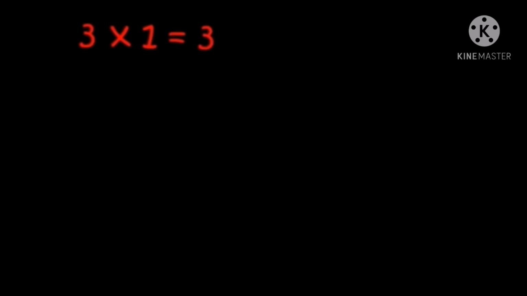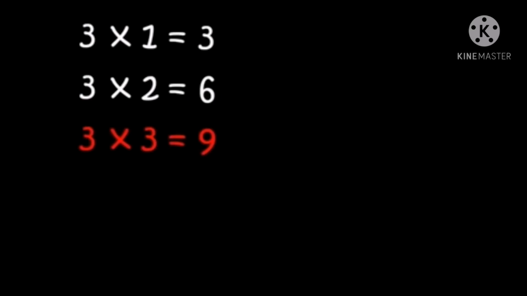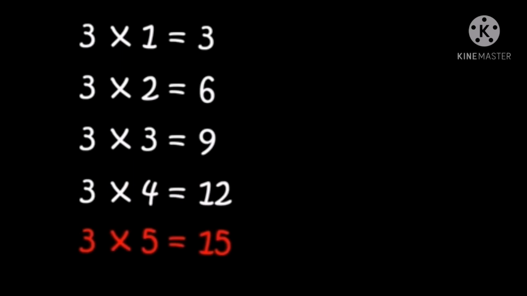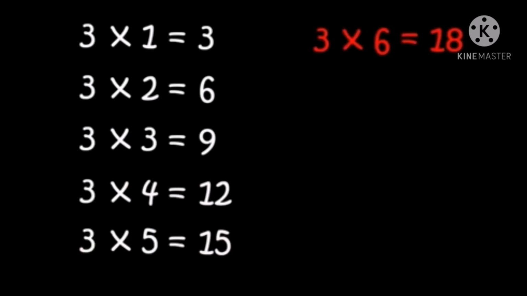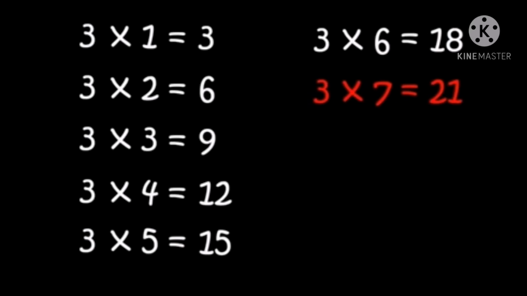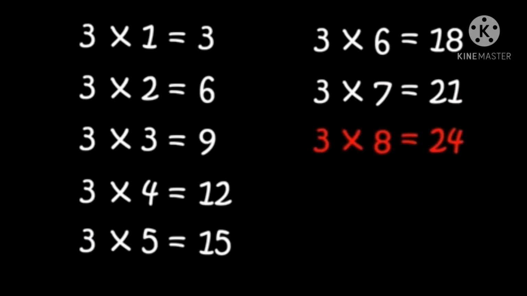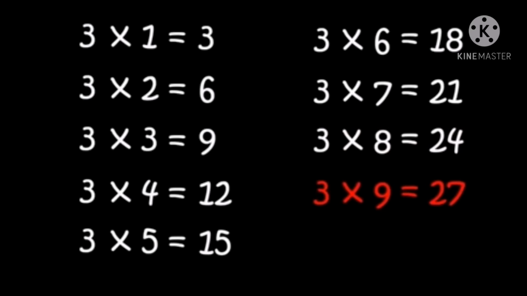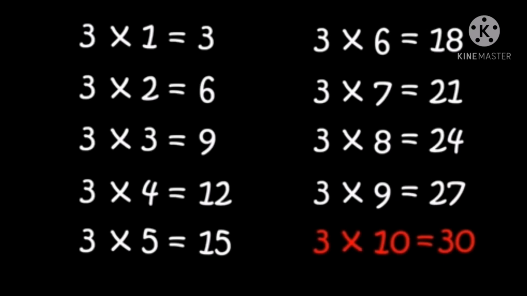Now let's have the table of 3. 3 times 1 is equal to 3. 3 times 2 is equal to 6. 3 times 3 is equal to 9. 3 times 4 is equal to 12. 3 times 5 is equal to 15. 3 times 6 is equal to 18. 3 times 7 is equal to 21. 3 times 8 is equal to 24. 3 times 9 is equal to 27. And 3 times 10 is equal to 30.